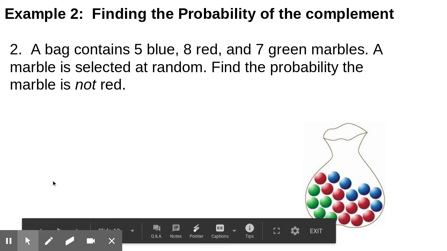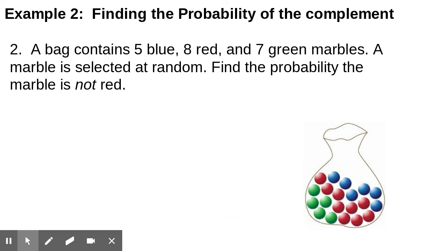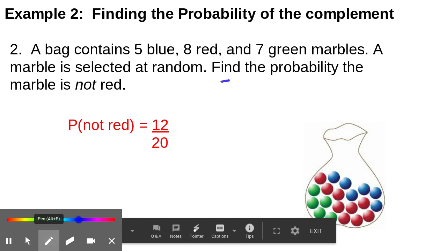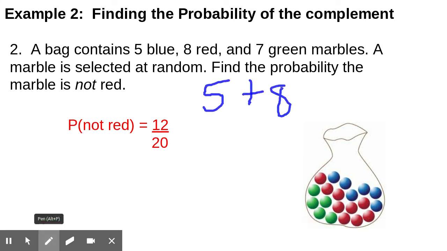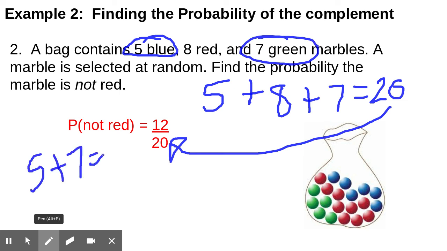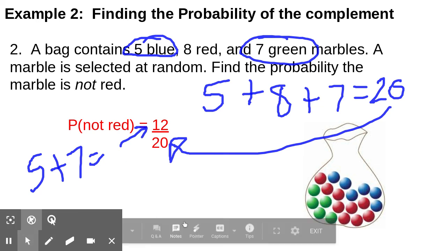Well, how many total marbles do I have here? Well, I have 20 total marbles. All right, so you have 5 blue, 8 red, and 7 green. That gives you your total of 20. So that's your denominator there. So why do I have 12 as my numerator? Well, I have 12 as my numerator because I want the ones that are not red, which means that's the blue and the green. And 5 plus 7 gives me the 12. Okay, so 12 out of 20. Am I done with that probability question? No, because I can reduce that.